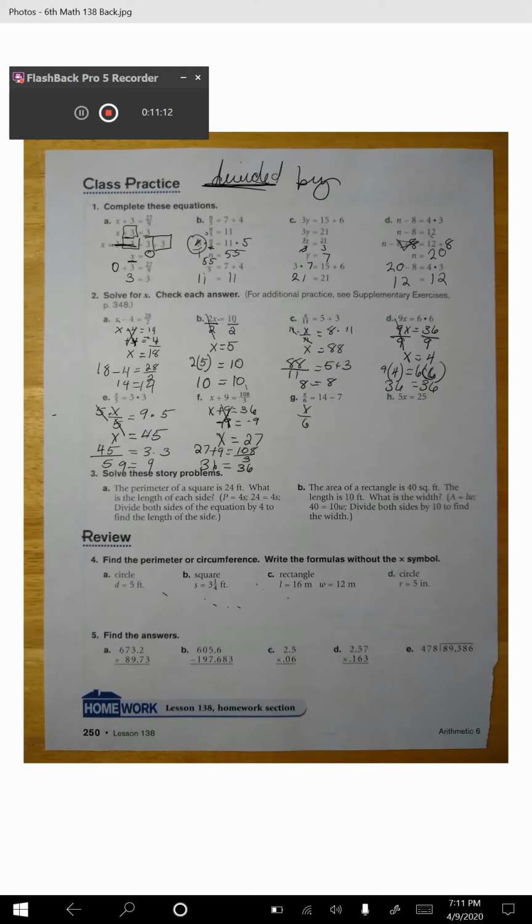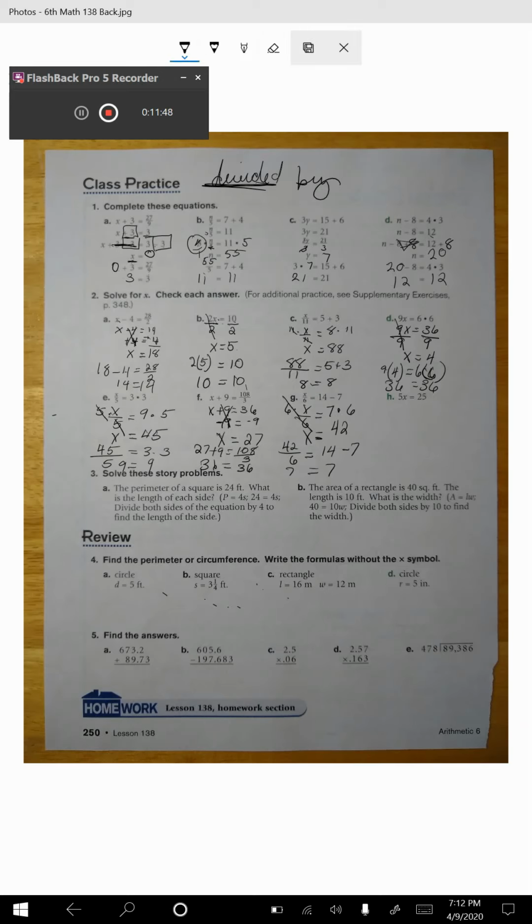X divided by 6 equals 14 minus 7, which is 7. Times 6 times 6 — gone. X by itself. 7 times 6 is 42. See if it works. 42 over 6 equals 14. Whoops, I don't know why I did that. I need to make a parentheses. 14 minus 7. This is 7. This is 7.